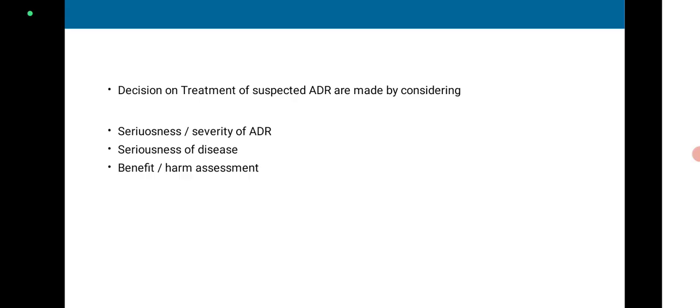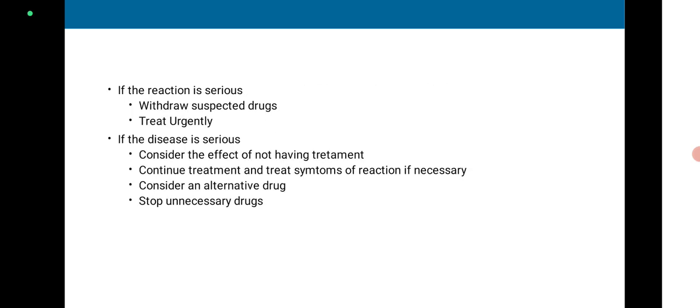The decision on treatment of suspected ADR can be made by considering the following factors: seriousness or severity of the ADR, seriousness of the disease, and benefit or harm assessment. If the reaction is serious, withdraw the suspected drug and treat the patient urgently. If the disease is serious, consider the effect of not having treatment. That means we are going to look for the risk-benefit ratio.